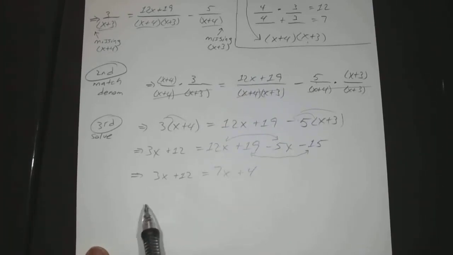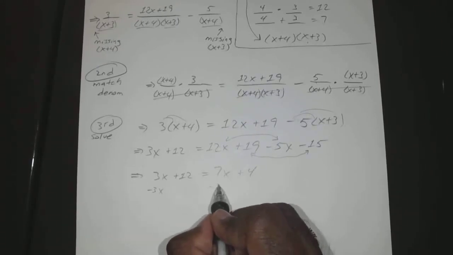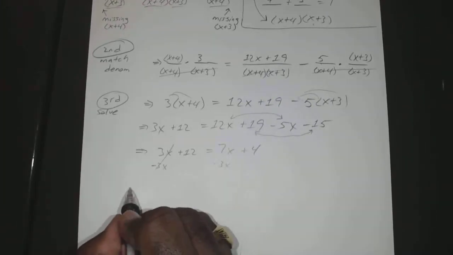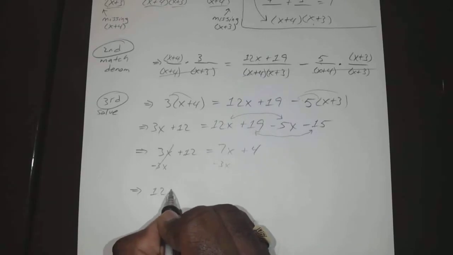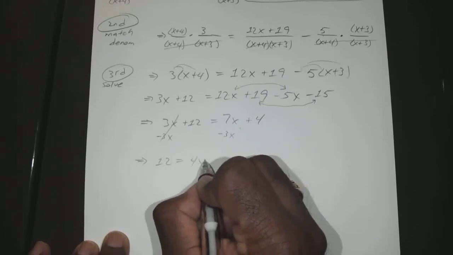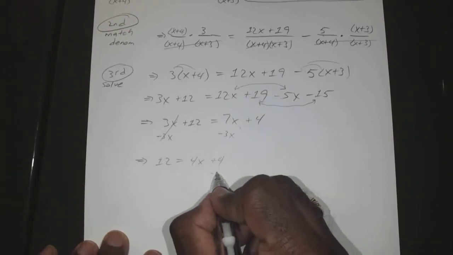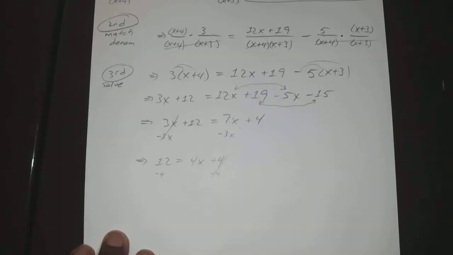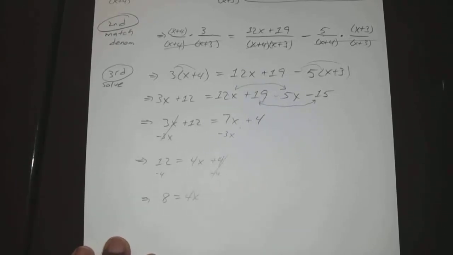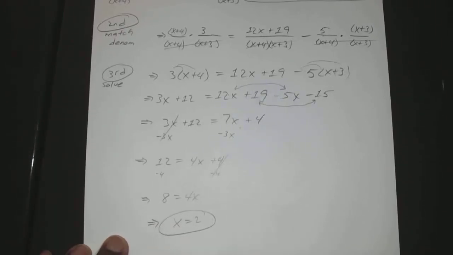So you can subtract 3x or you can subtract 7x. Doesn't matter. I'd probably just subtract the 3x just to keep this from being a negative number. But it will work either way. Okay, so you have 12 equals 7x minus 3x is 4x. Oop, plus 4. I'm jumping ahead there. So now we subtract 4 from both sides, where those two cancel out. So you have 8 equals 4x. And again, we divide both sides by 4. We end up with x equals 2.